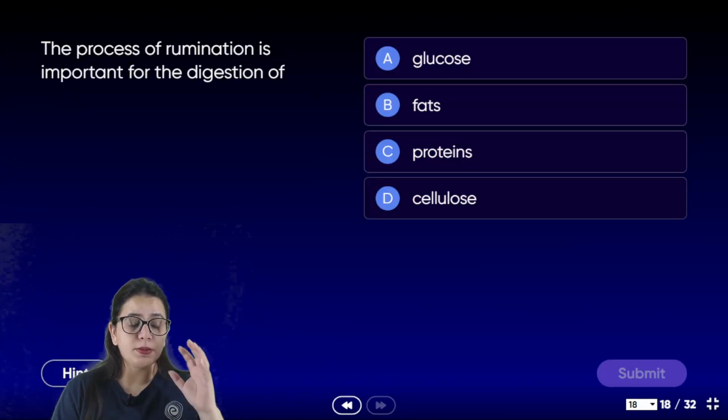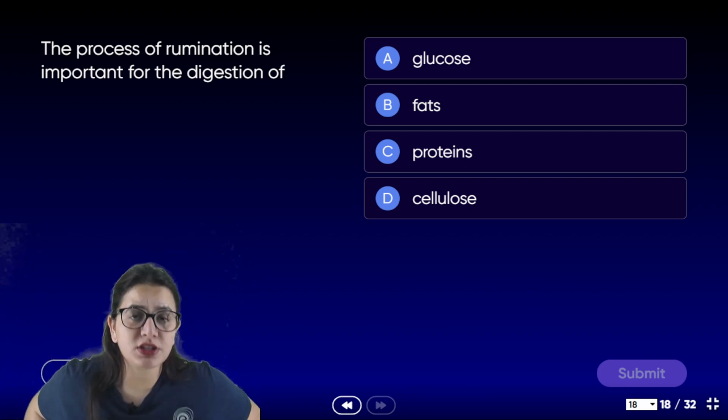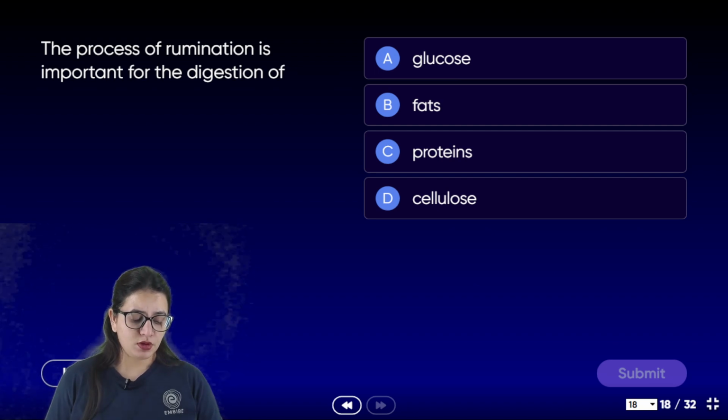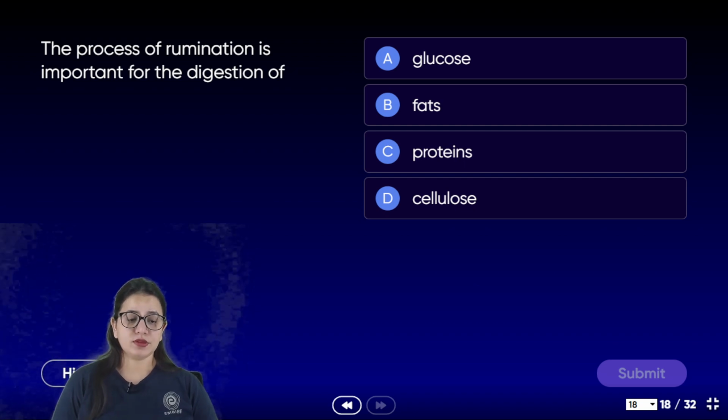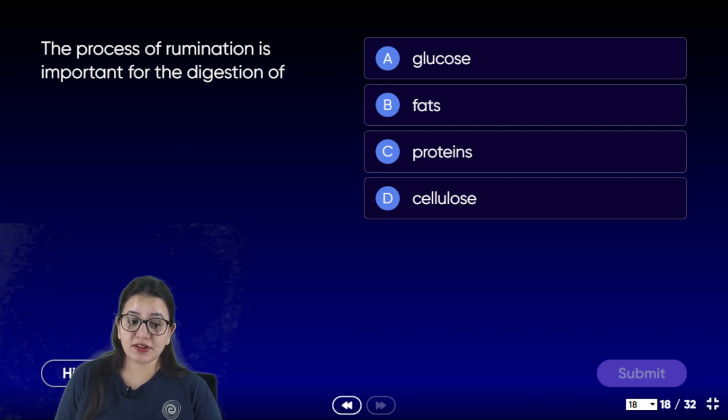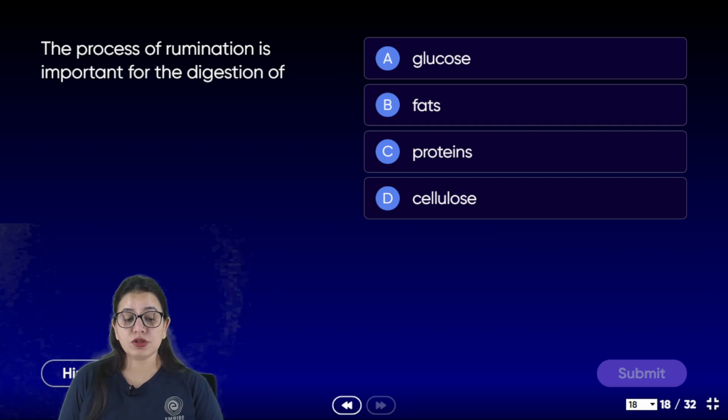Next question. The process of rumination is important for the digestion of. Why is there a process of rumination, children? Why is there a process of rumination and why is it important for the digestion? Yes. Is it for the glucose? It's for the fats? It's for the protein? It's for the cellulose? What is it for?